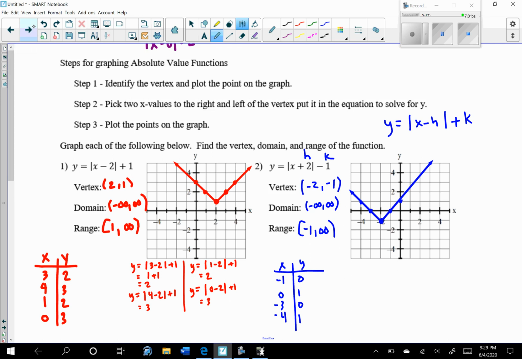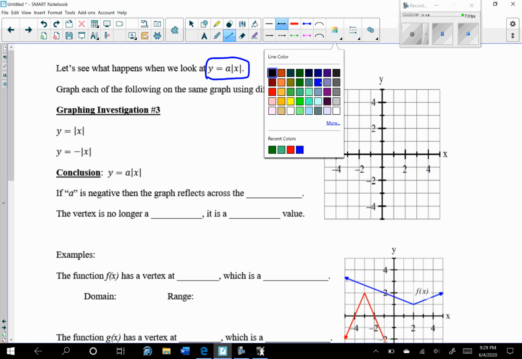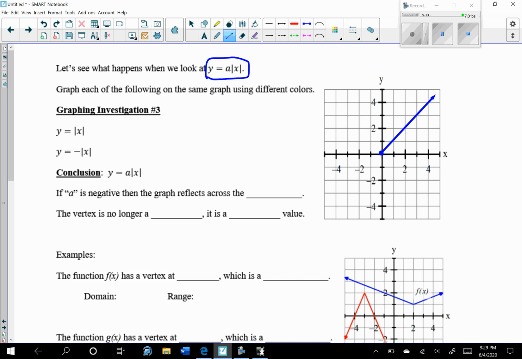Okay, let's look at the next one. So let's go ahead and investigate and see what happens when you have a value in front of the absolute value that's being multiplied. So go ahead and pause the video and do this on your own. When you're done, you can unpause and check your work. So hopefully by now you all know what your parent graph looks like. So we can go ahead and graph our parent graph.